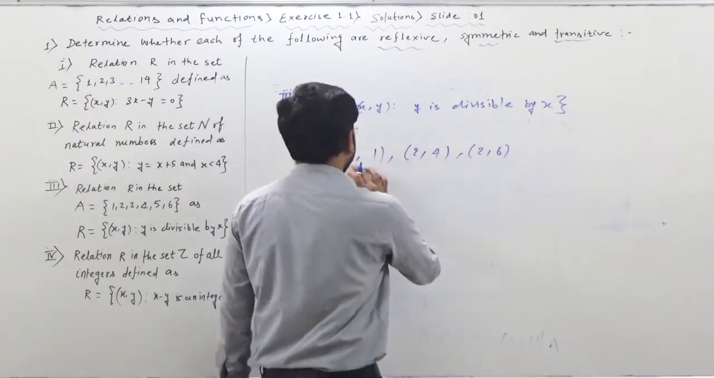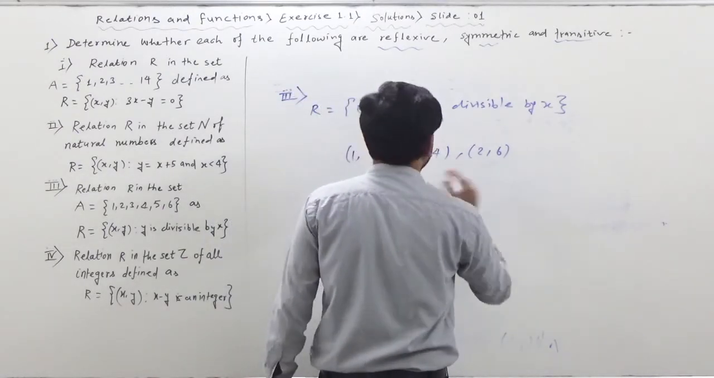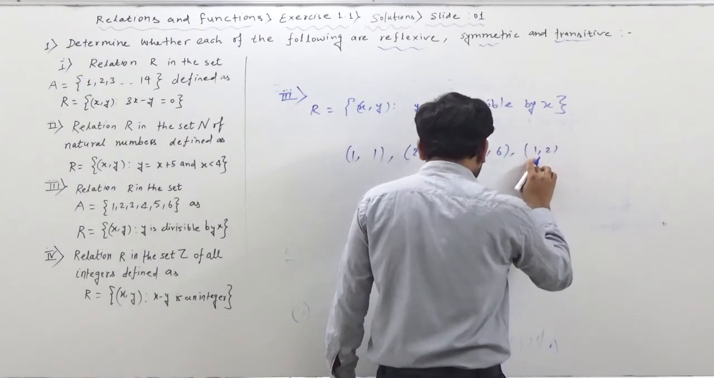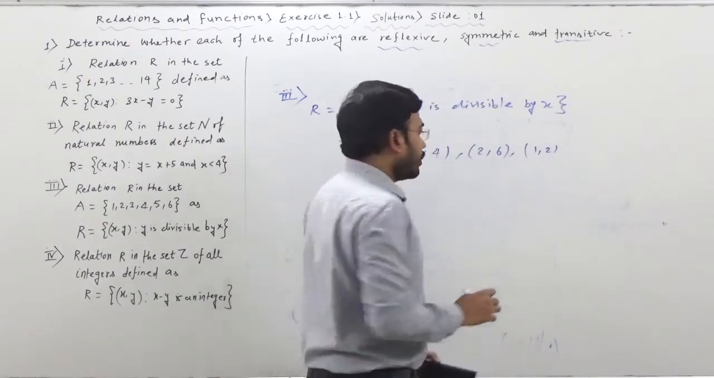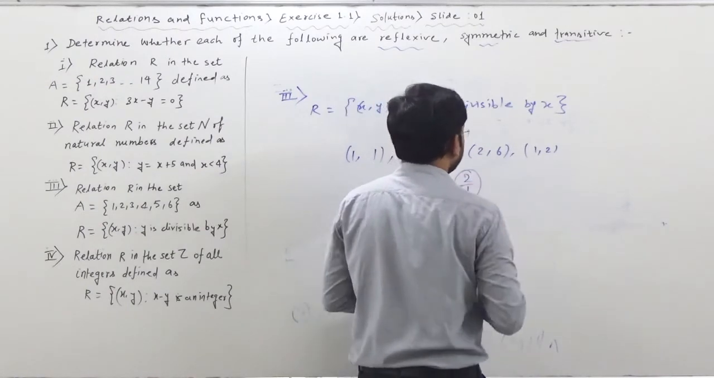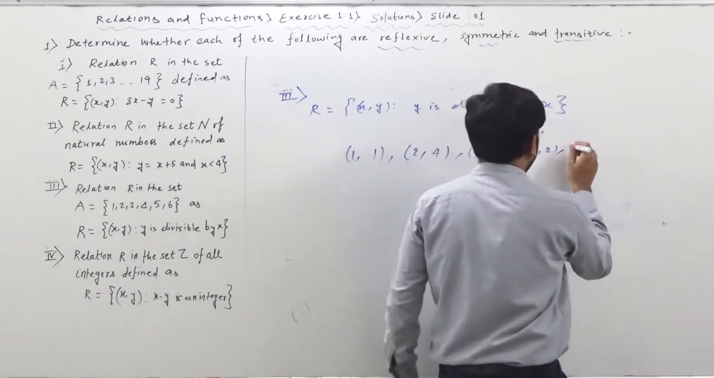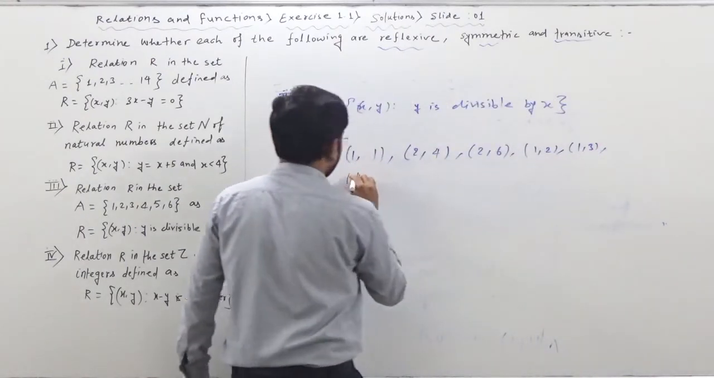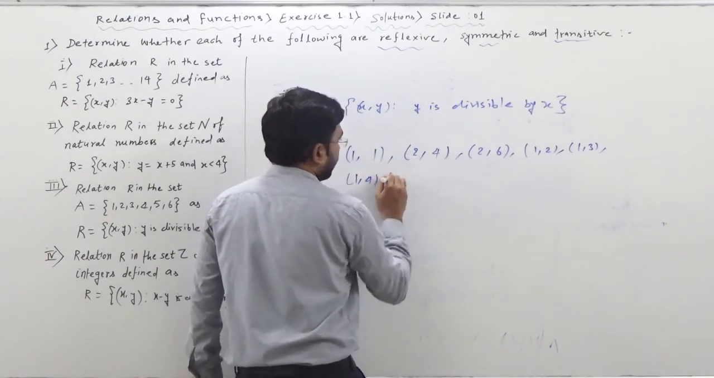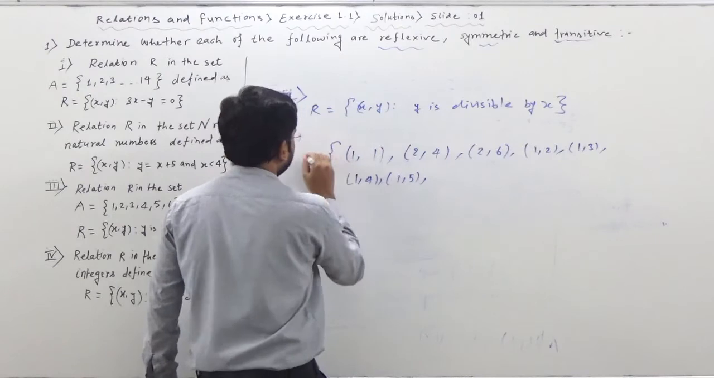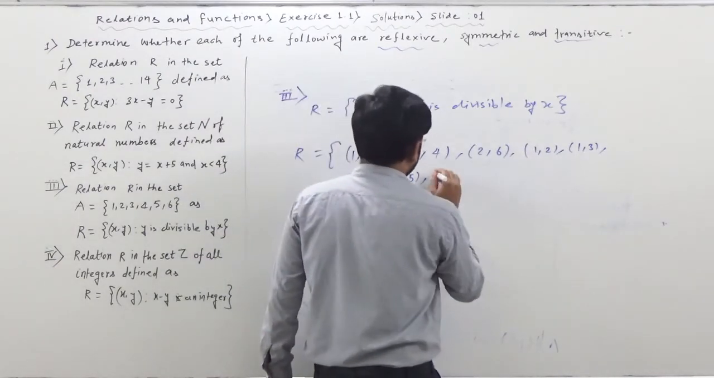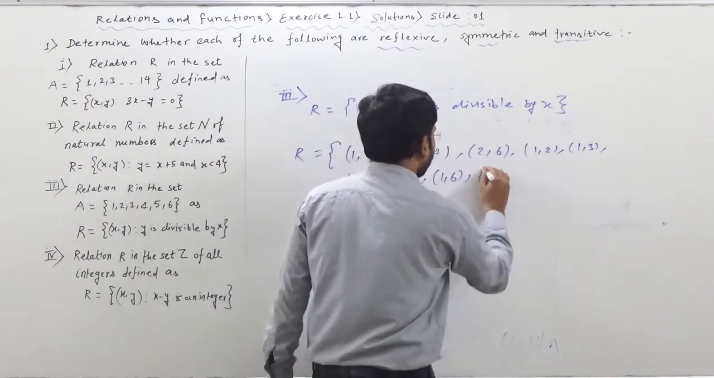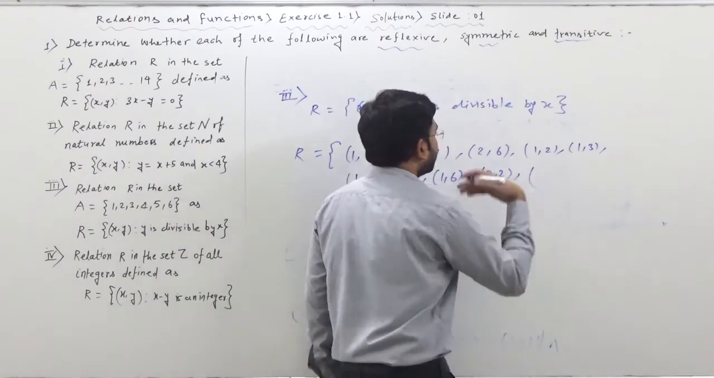So now we have identified that (1, 1) is there. Even (1, something) is also there. (1, 2): 2 is divisible by 1, yes, it is true. So this is also one element. Now (1, 3), yes, 3 is divisible by 1. (1, 4), (1, 5), these are the elements we are writing for this particular relation. (1, 6), alright. So for 2 we have seen the possibility. Even (2, 2) is also there, yes. Now 2 is done.